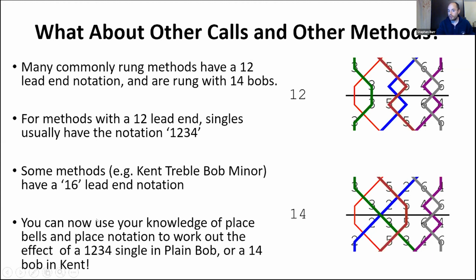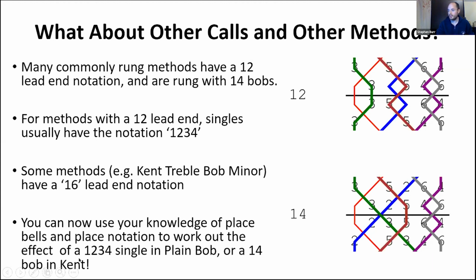So now what you can do, if you want, is apply what we've just talked about to the method Plain Bob Minor, using a 1, 2, 3, 4 single, and you can go through the same process and see what happens.